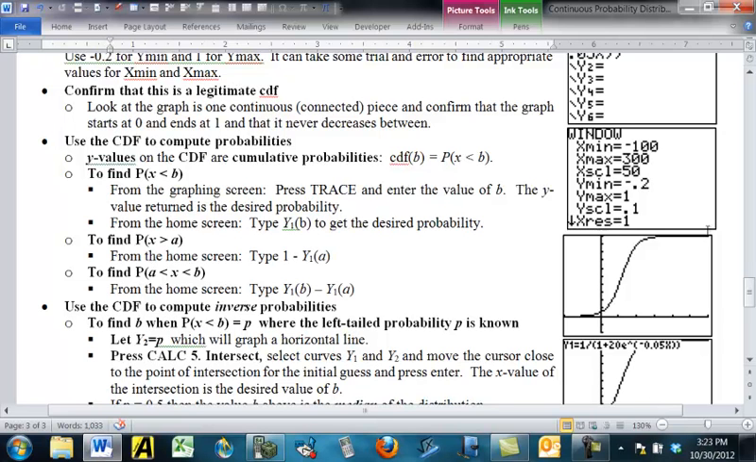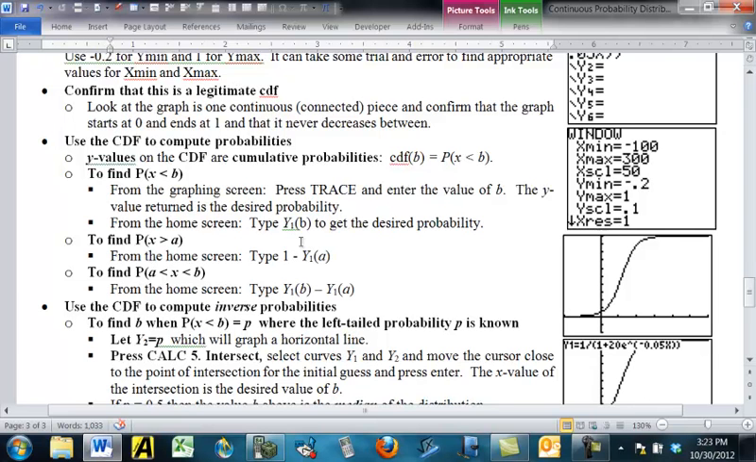Okay, now we can use the CDF to compute probabilities. Now remember, on the PDF, probabilities are areas. On the CDF, probabilities are y-values, specifically cumulative probabilities are y-values. So the y-values on the CDF, on the PDF, they'd be shaded from that value to the left. They're always left-tailed areas.